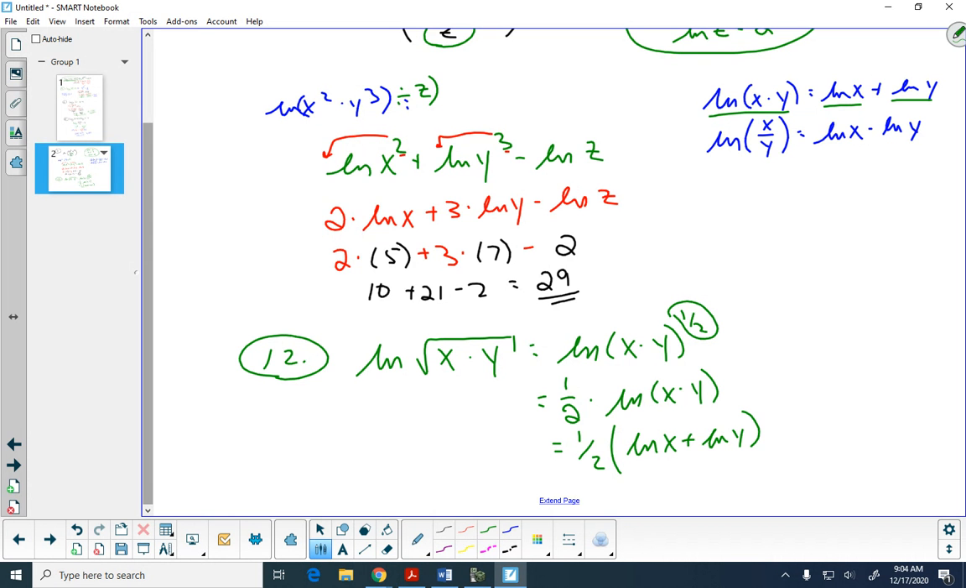Now what you have to make sure of is this 1/2 goes to both of these. So you have to do what's inside the parentheses first. So we have 1/2 times ln of x, which is, once again, a value of 5, plus the ln of y, which is a value of 7. So we have 12 divided by 2, which is a value of 6.